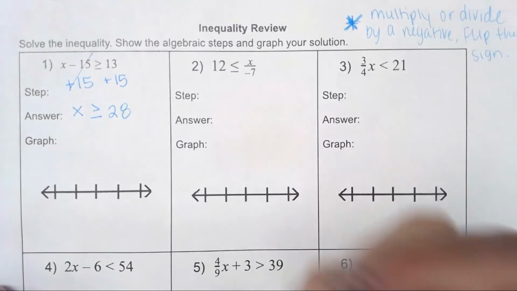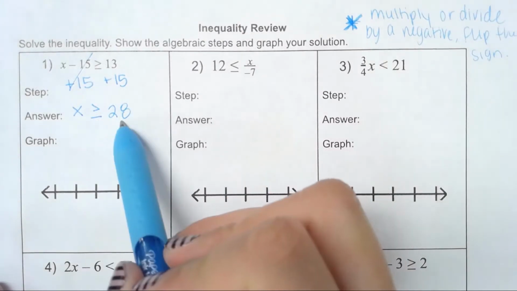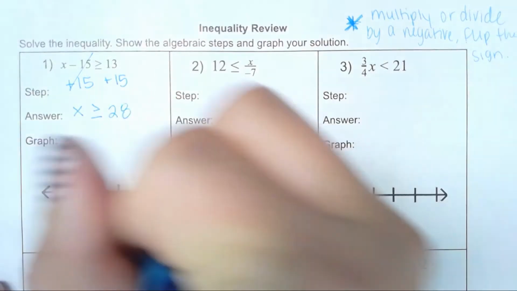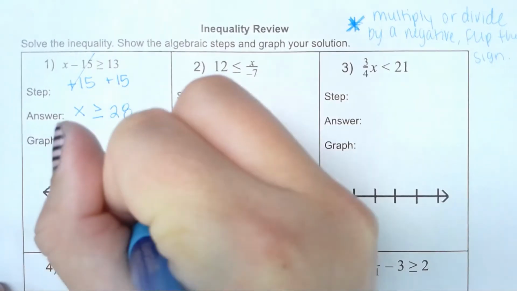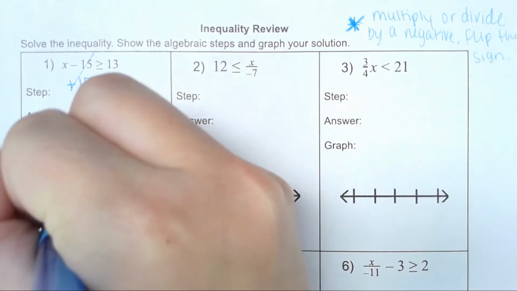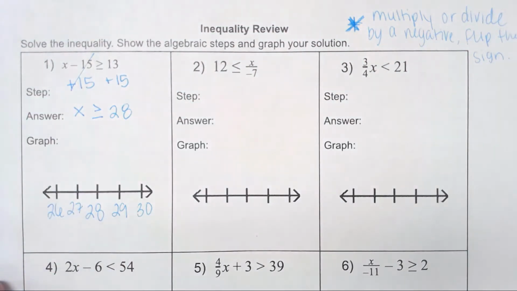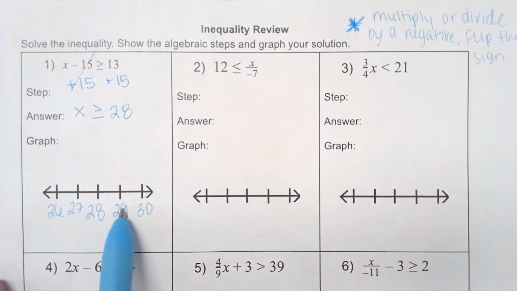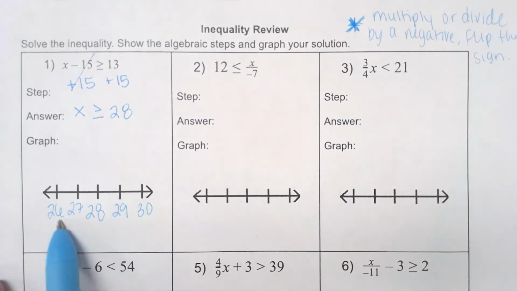All right, now for the graphing. Remember, whatever answer you get, that's the number that goes in the middle. And then you can fill in the numbers to the right of it and to the left of it. These are just numbers on the number line. So 28 was our answer. To the right would be 29, 30, and then to the left would be 27, 26.